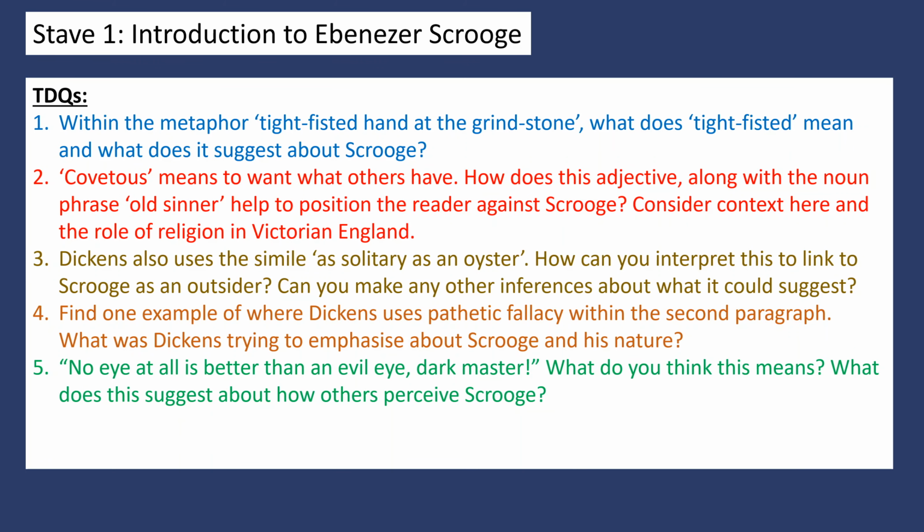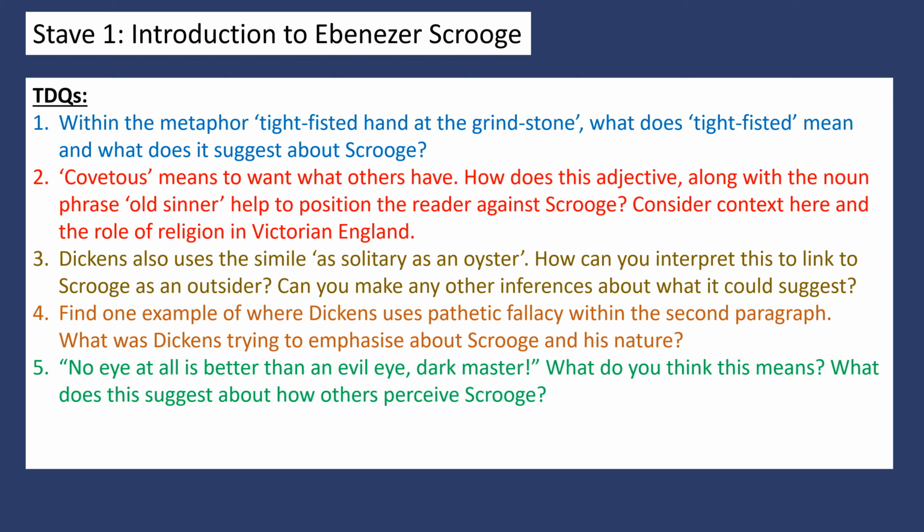Number 5: "No eye at all is better than an evil eye, dark master." What do you think this means? What does this suggest about how others perceive Scrooge? Well, the dogs of the blind men are who apparently say this: no eye at all is better than an evil eye, dark master.